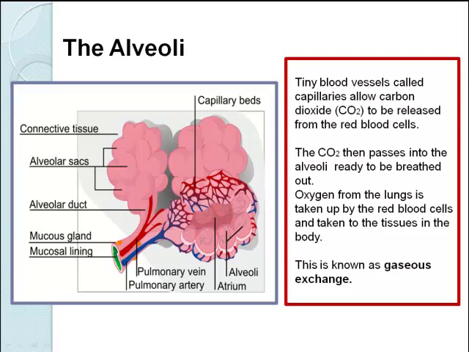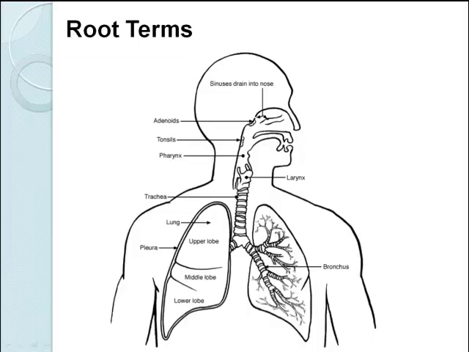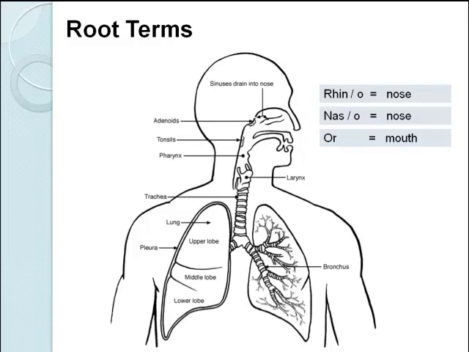Let's look at some root terms. When we breathe in through our nose, the root terms for nose are rhino, or nas or naso, but you can also breathe in through your mouth, and the term for mouth is or. Remember, you see your oral hygienist. The air that you breathe in then passes through your pharynx, and the root term for pharynx is pharyng, and it means your throat. It then passes through your larynx. Larynx is your voice box.